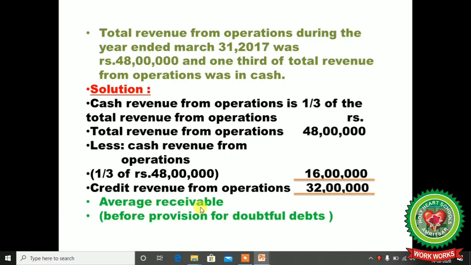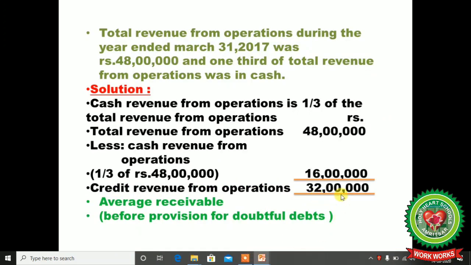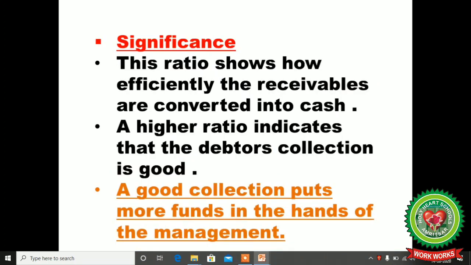Okay. Now the next portion is to find out the average receivable. So how to find it? Opening debtors plus opening bills receivable, closing debtors plus closing bills receivable. With you, 1 lakh debtors, add 20,000 opening bills receivable, add 80,000 closing balance of both the parties, divided by 2. So the average receivable is 1,60,000. Apply it in the formula. Credit revenue from operations computed here is 32 lakh, divided by average receivable 1,60,000. The ratio here is 20 times. Trade receivable turnover ratio is 20 times.